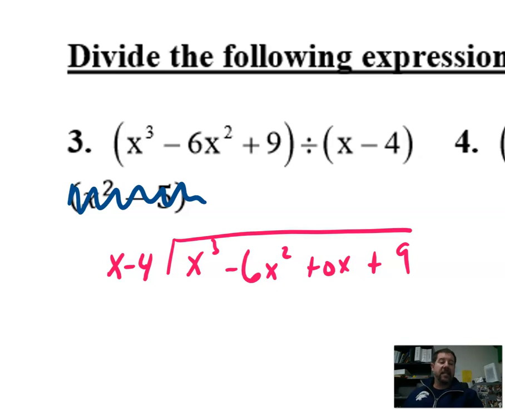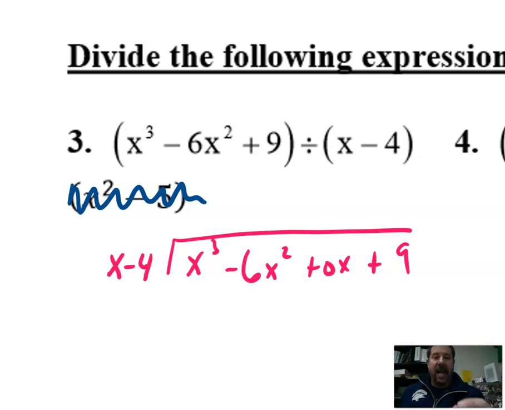Kind of like when we did synthetic substitution, it's very important when you are missing a term. X cubed, x squared. This did not have an x term. When I'm missing a term, I have to put a 0x and then plus 9. That is the way I want it to look. But make sure that you have a term for everything. If it's on the inside and you're missing a term, put a 0x, 0x squared, 0x cubed, whatever you're missing. Same thing if it's missing something on the outside. If you're missing something in the middle, you need to put a 0.